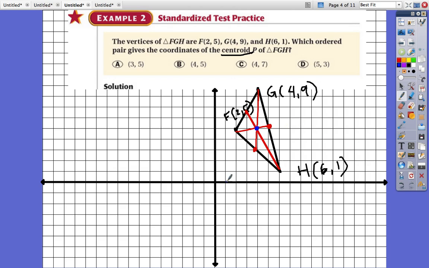Now let's count to see where that is. 1, 2, 3, 4. So the x-coordinate is 4. 1, 2, 3, 4, 5. So the centroid is at (4, 5). So our answer is B.